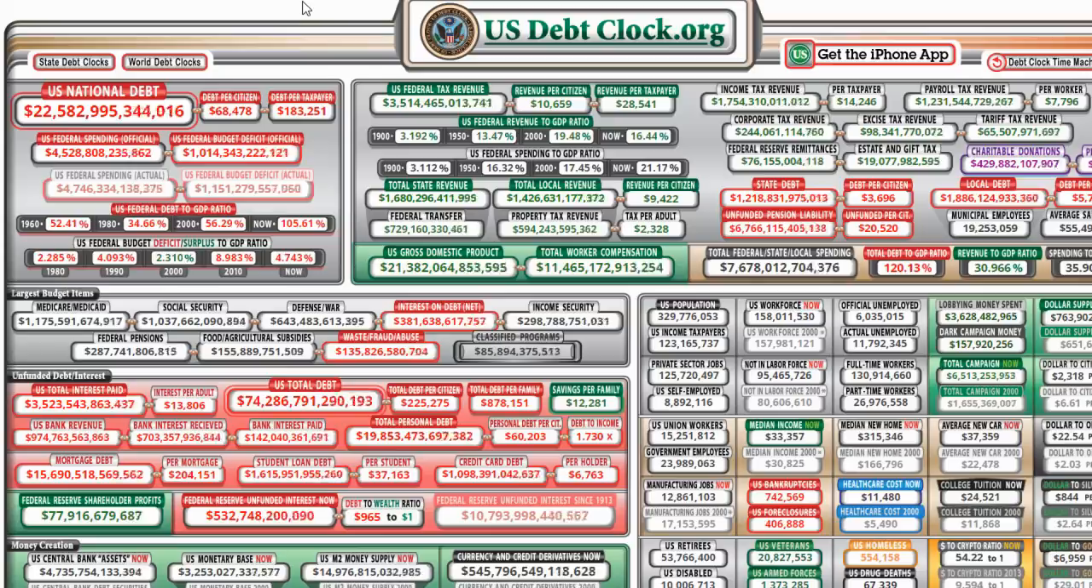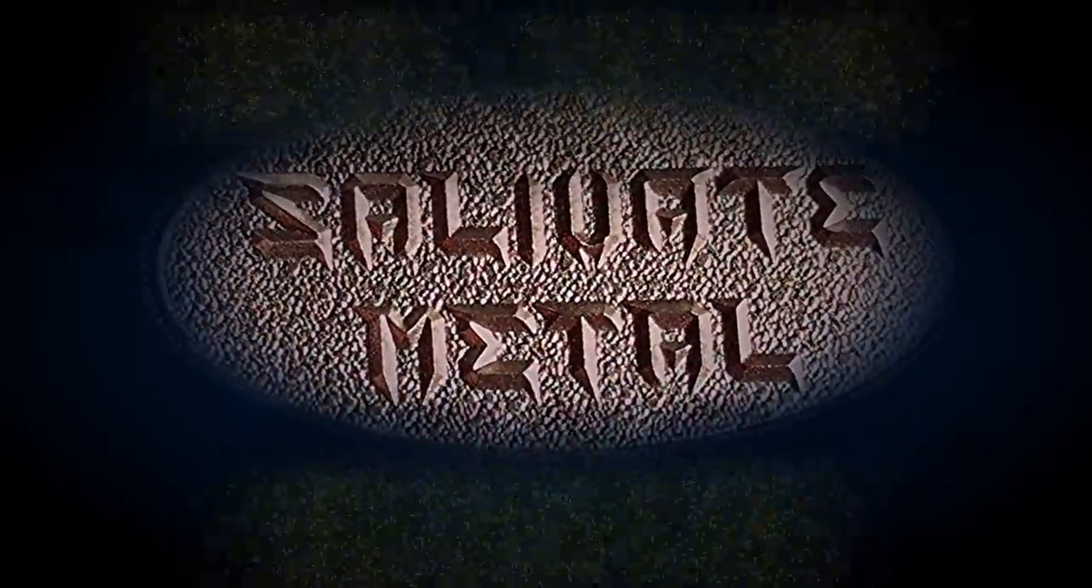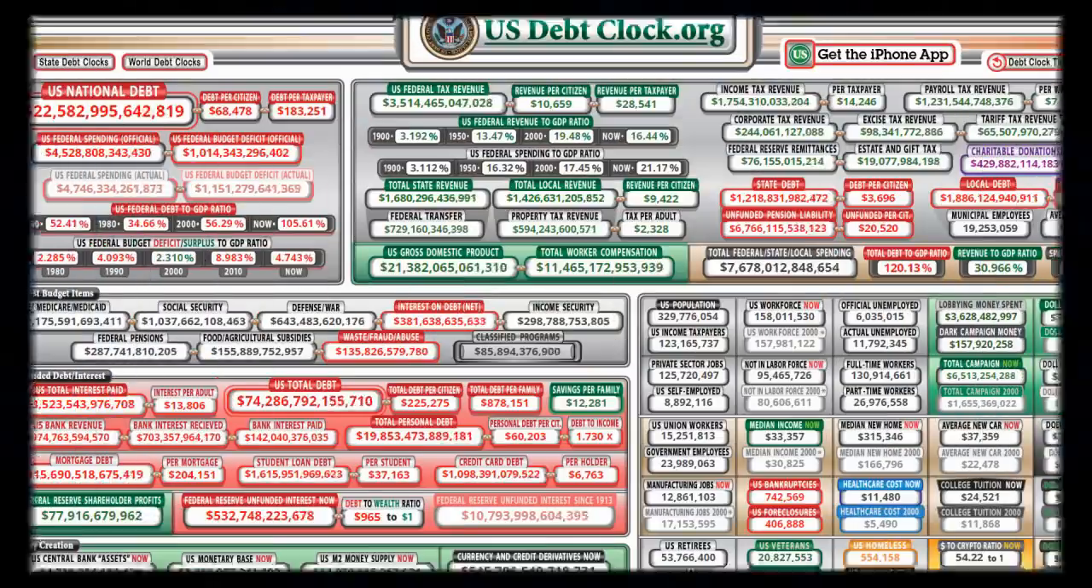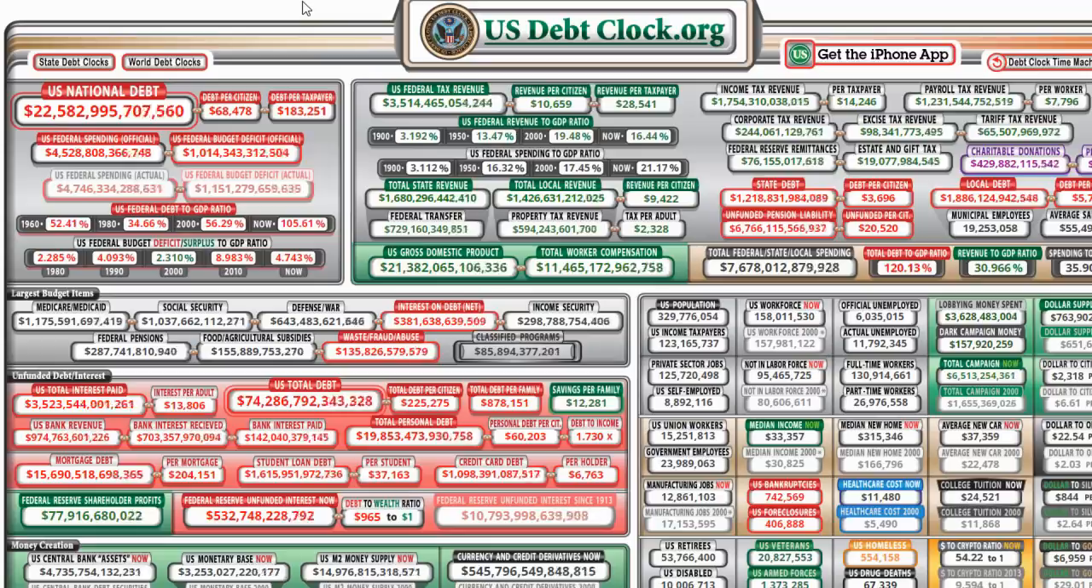Should silver be $844 an ounce? Let's find out with all of these ticking numbers that you see before you. This is the USDebtClock.org website. Most of us are familiar, and it's quite informative in what it shows here.